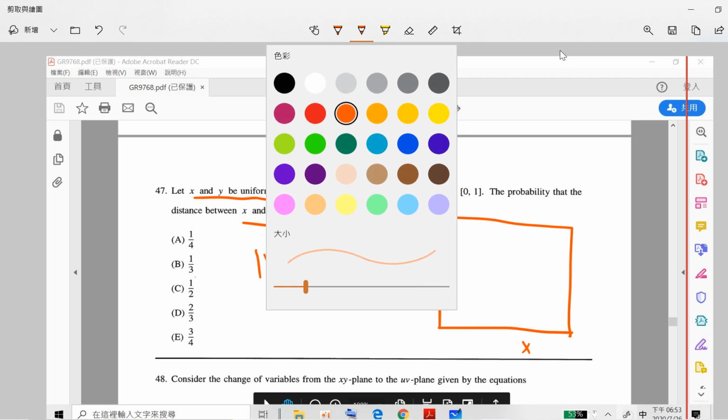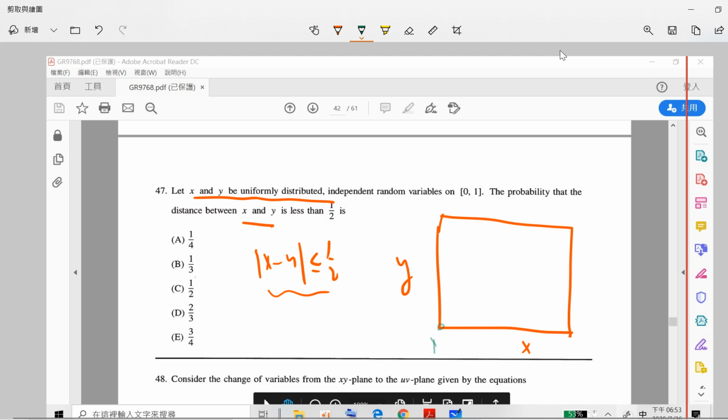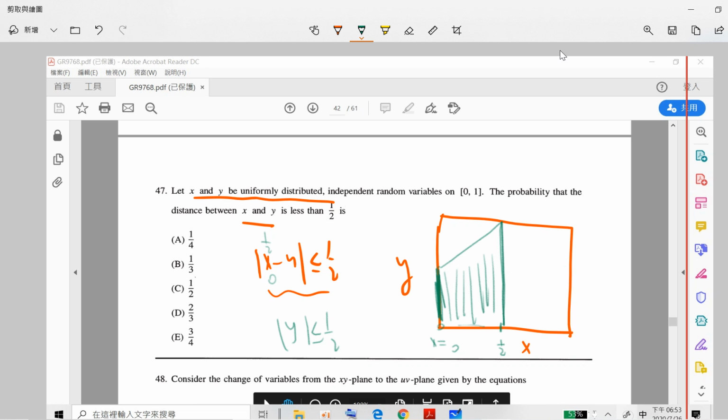Let me change the color. So when x equals 0, then y needs to be smaller than half. So this is the y. And then when x equals half, then any y can satisfy this property because y is from 0 to 1. So you can see when x increases, then the possibility for y increases, and it is linear. So this is the shaded region.